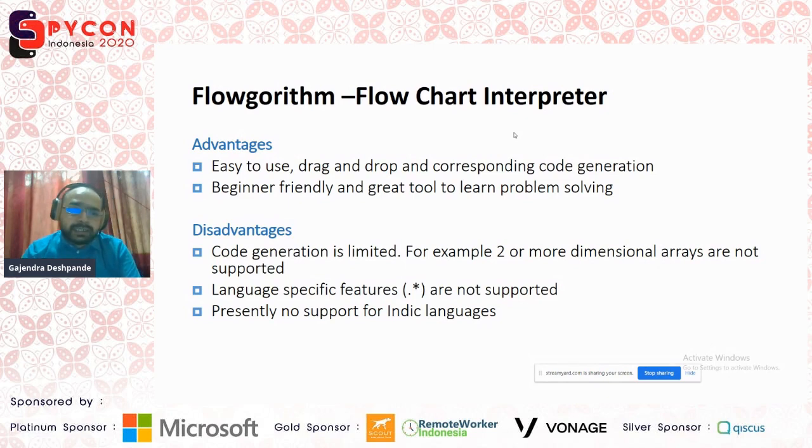Then disadvantages: our code generation is limited. For example, two or more dimensional arrays are not supported. Maybe they will be supported in future editions. Then language specific features are not supported. Here, the language specific feature we are speaking about is the broadcast operator in Julia. That is not supported here. We may have to see what features are not supported with respect to the Python language also. Maybe the lists and several other things are not supported. And presently there is no support for Indic languages. So we need to add the Indic language support.